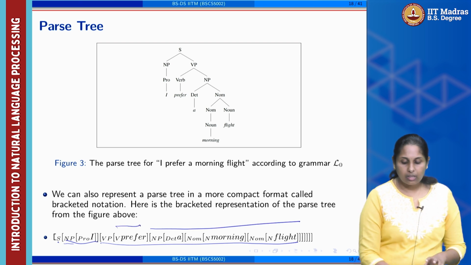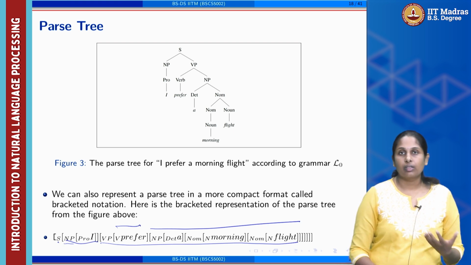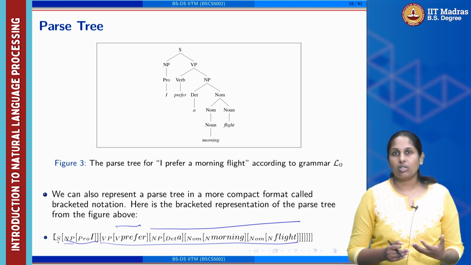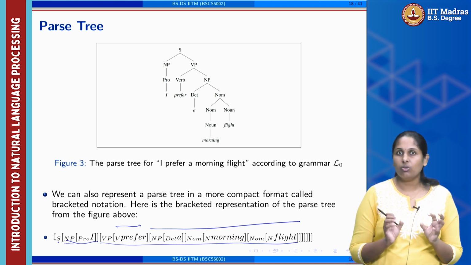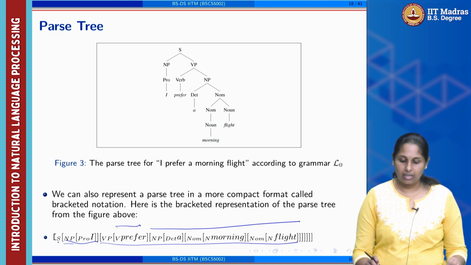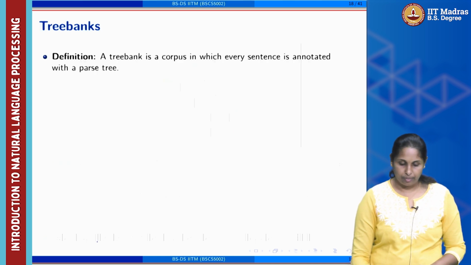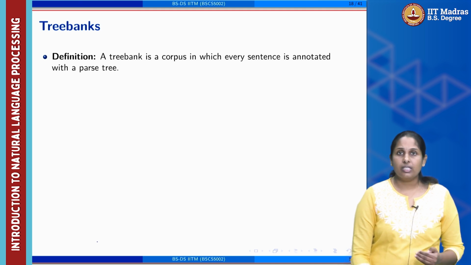So this whole thing is expressed in a bracketed format. Most of the time, constituency grammar or constituency parsing looks at the sentence, trying to identify the constituents within the sentence and represent it either in the tree format or as a bracketed format. Now the tree banks are another important concept that we need to understand.